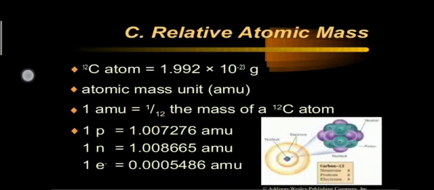This is the relative atomic mass for carbon. Here is a term known as atomic mass unit. According to the atomic mass unit, as we know, the average weight of carbon 12 is 12 grams, which is equal to 1 mole.